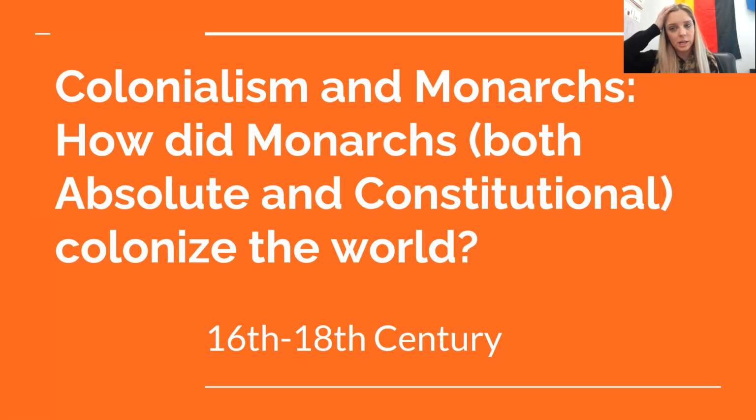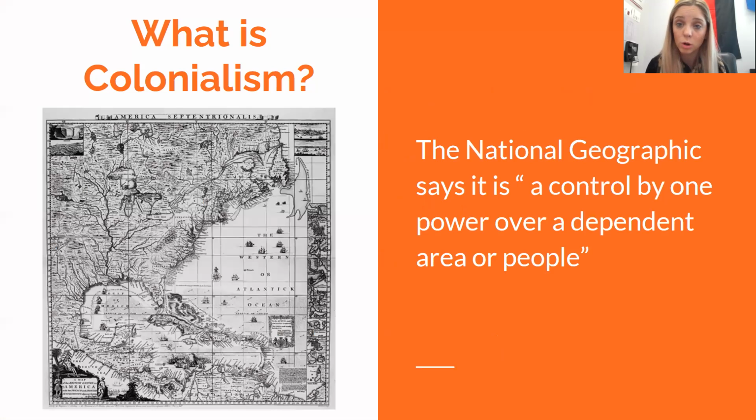But we're going to start seeing that people during the same time period are going to question scientific reasonings and question their government. So that, again, goes with the Age of Revolution. So today is all about colonialism and monarchs. Okay, so how did monarchs, both absolute and constitutional, colonize the world?